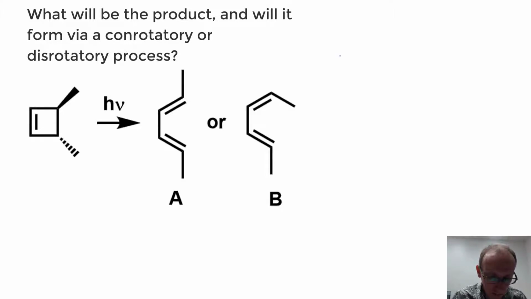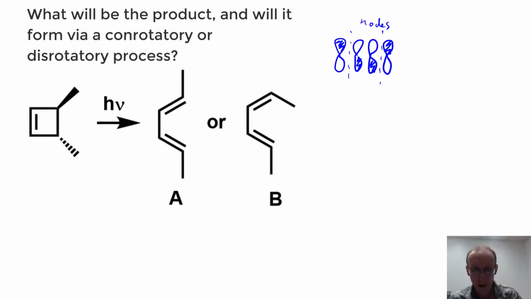So that HOMO star, that excited state HOMO, looked like this. Okay, it had two nodes, and it had the same phase at either end of that system. So that's the excited state HOMO. Let's call it HOMO star again. And we are going to do electrocyclic ring opening such that we get the right orbital symmetry to get us this HOMO star.